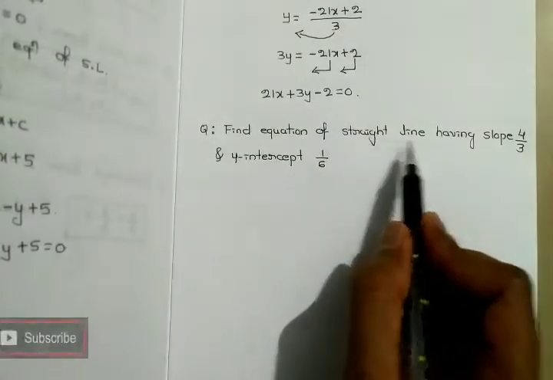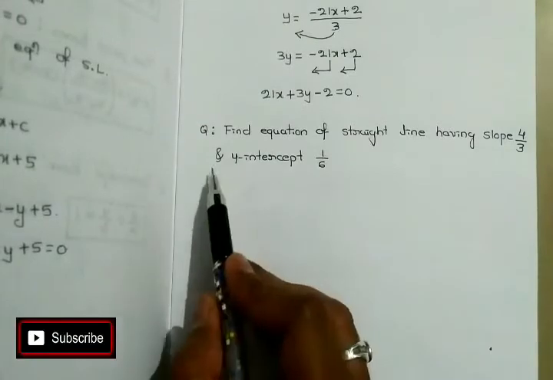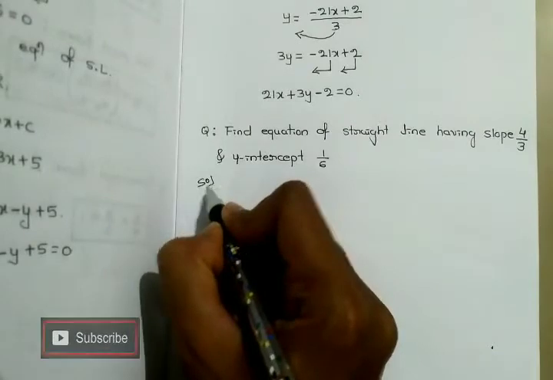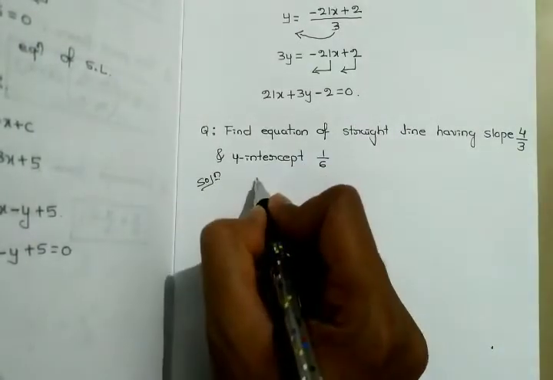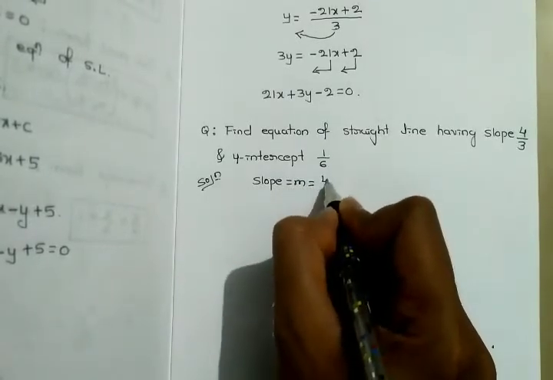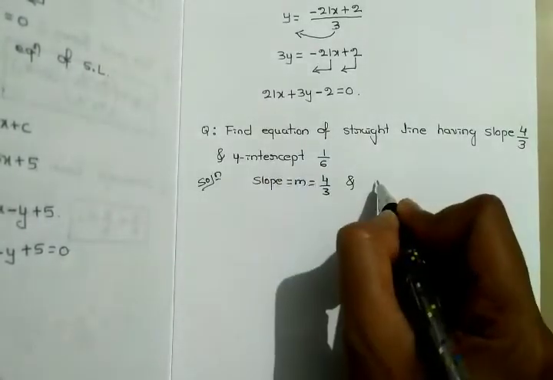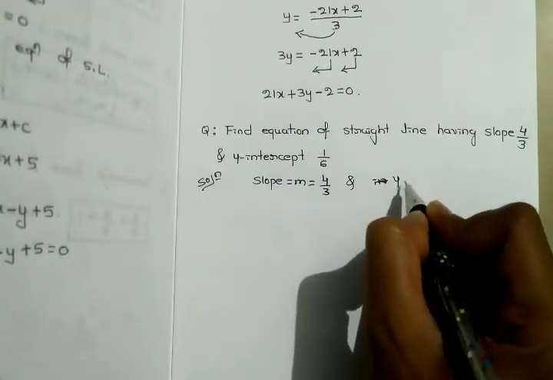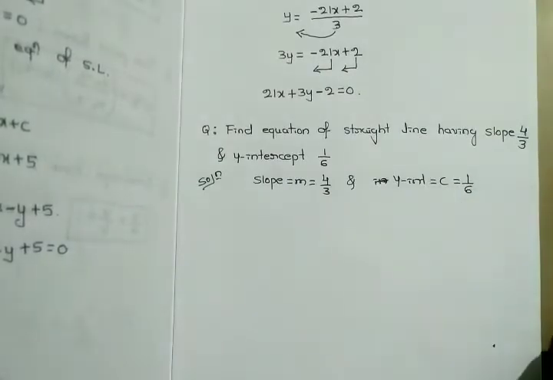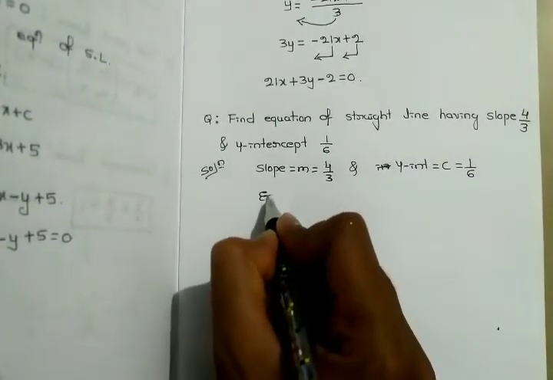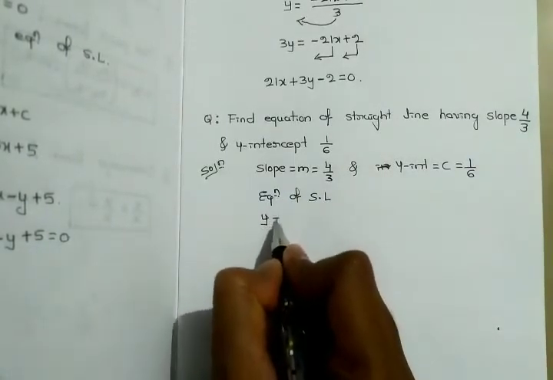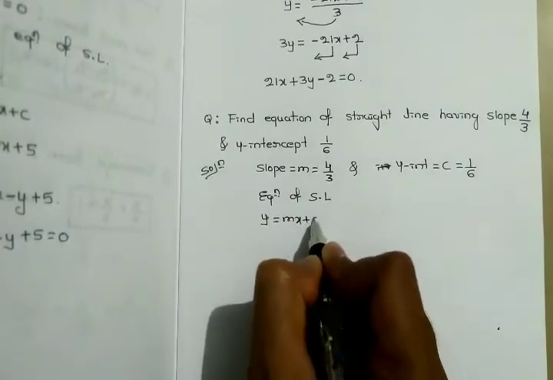Next question. Find the equation of a straight line having slope 4 by 3 and y-intercept 1 divided by 6. Solution. Again the same, slope is given. Slope is nothing but the m value, 4 divided by 3, and y-intercept means the c value is given, 1 divided by 6. Therefore you need the equation of a straight line. So write the formula: y is equal to mx plus c.